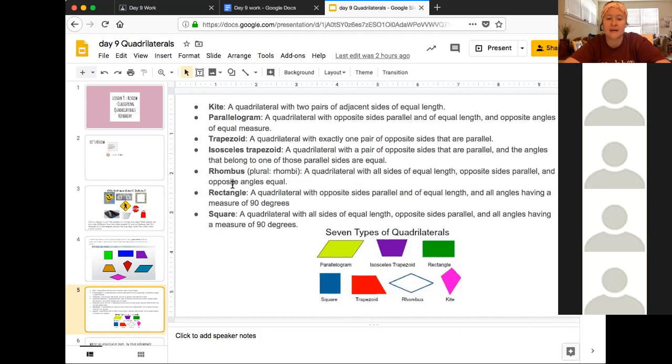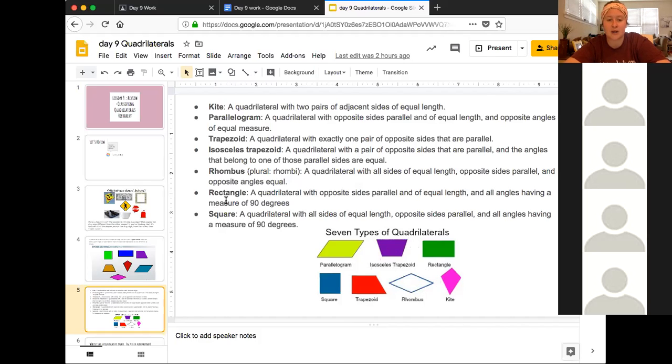Okay. A rhombus is still a four-sided figure. All the sides are equal lengths, but the angles are not all the same. So this rhombus looks kind of like a diamond. All the sides are equal, but the angles are different. There's two acutes on the side, and there's two obtuse top and bottom.